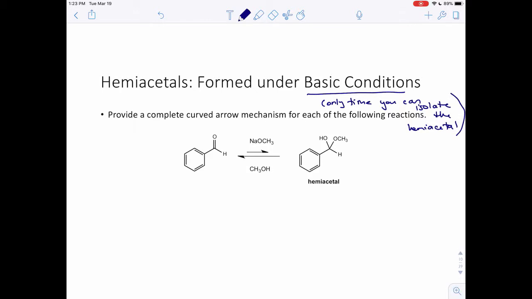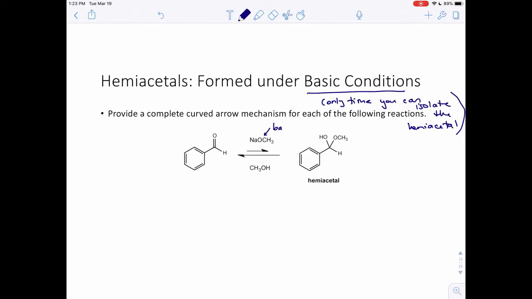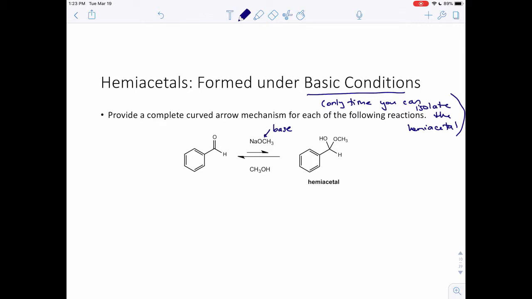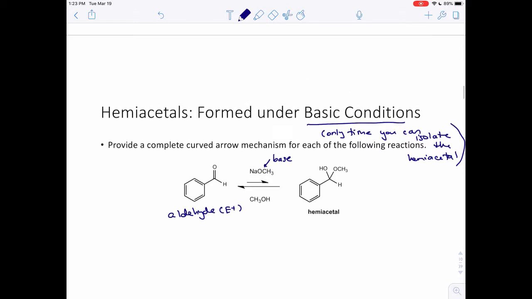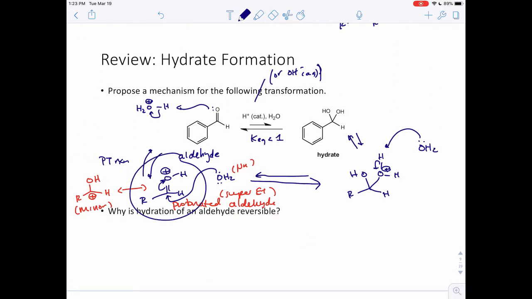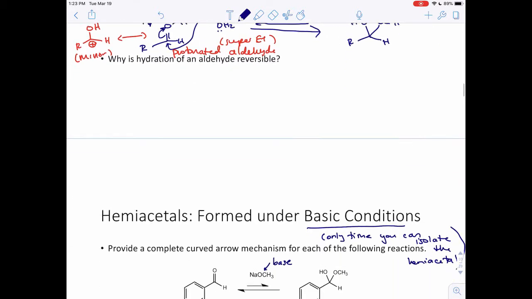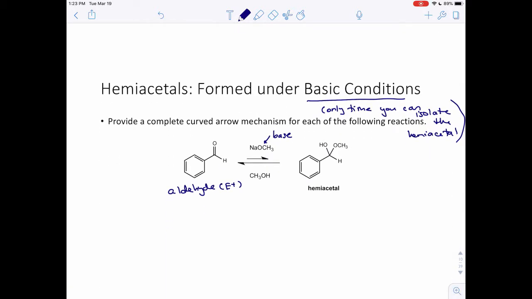So under basic conditions this time, we have a base, contrast that to having an acid. We're going to attack. So the aldehyde is an electrophile. It was more electrophilic when we protonated it here, but it's still an electrophile even in the neutral state. And when you have this more reactive species, this alkoxide, it will go ahead and act as a nucleophile right away. So we have nucleophilic addition, and this is a reversible step.